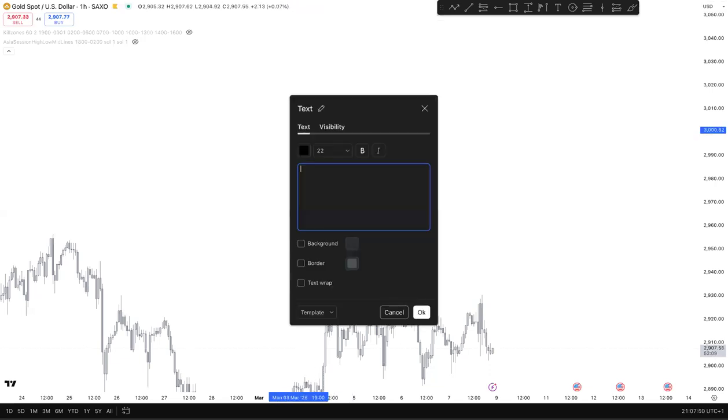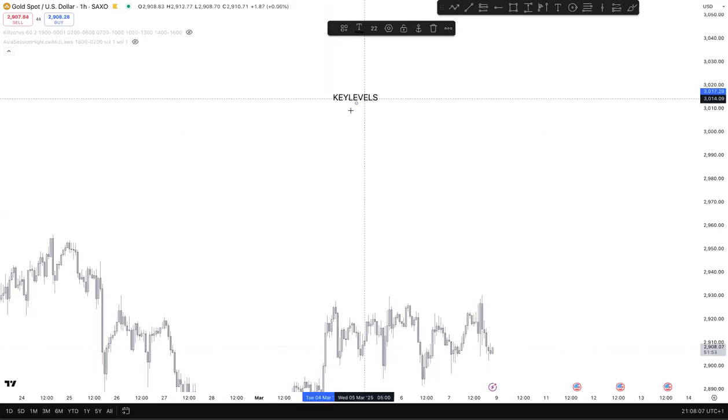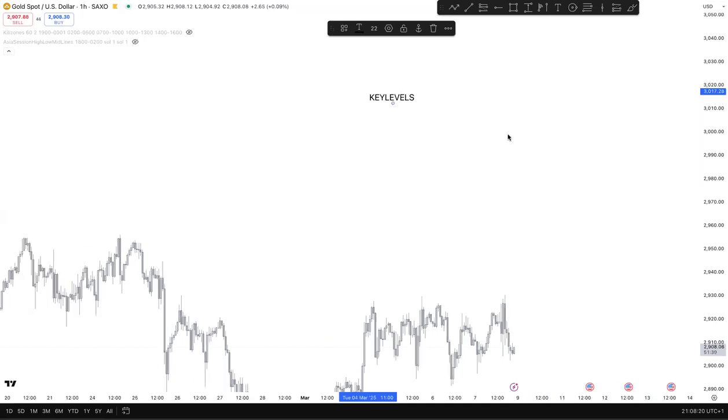So what are key levels? Key levels are decision points. Mic is on. How simple is the instruction? Sorry for that.